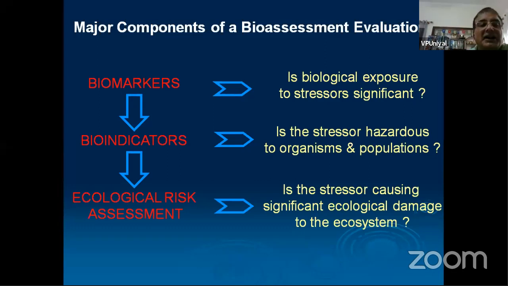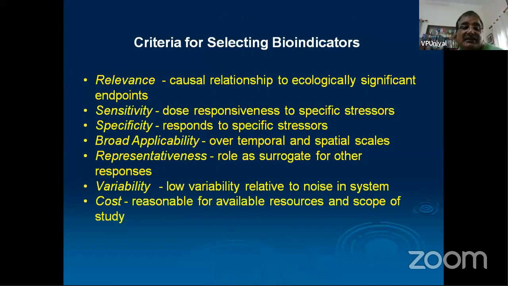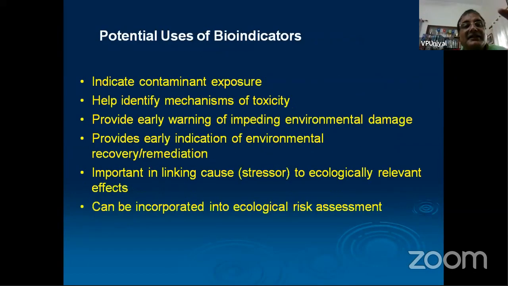But the important aspect here is how you will select those indicators. I discussed that ants are good, termites are good, beetles are good, honeybees are good. But how will you monitor them? How will you select? What is the criteria for selection of those indicators? Indicators and their potential use are different.